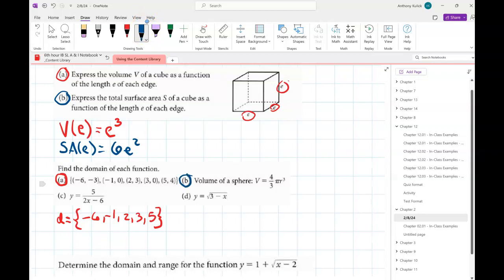How about the volume of a sphere, where the volume function is v equals 4/3 pi r cubed?